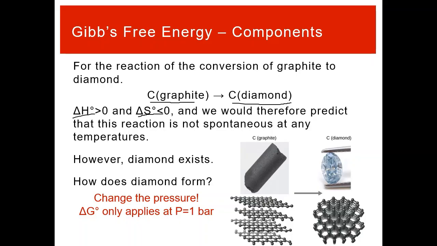And so that is what we're looking at here. There are these other variables and factors that we can control that we generally don't control in the chemistry lab, but if you need to, you could. If you find yourself needing to do a chemical reaction that's endothermic and where entropy decreases, the solution is that you have to change the pressure if you need that reaction to occur.